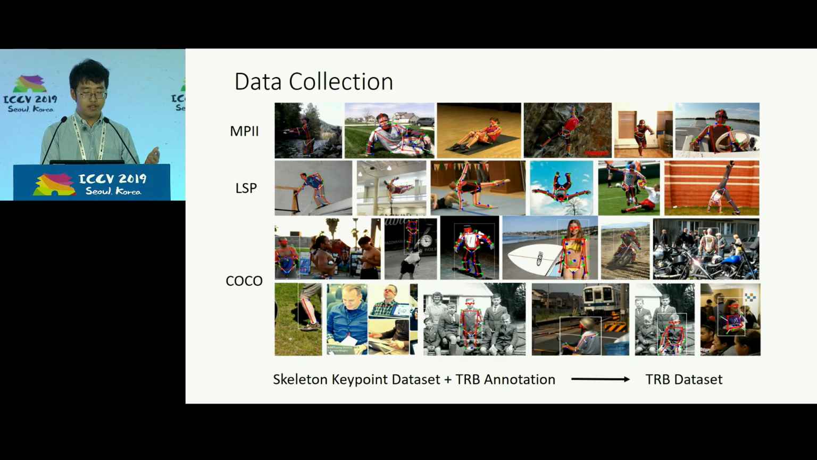We annotate contour points on these three datasets, MPII, LSP, and COCO. These datasets contain in-the-wild human images, which cover a wide range of human pose, shape, and granularity.